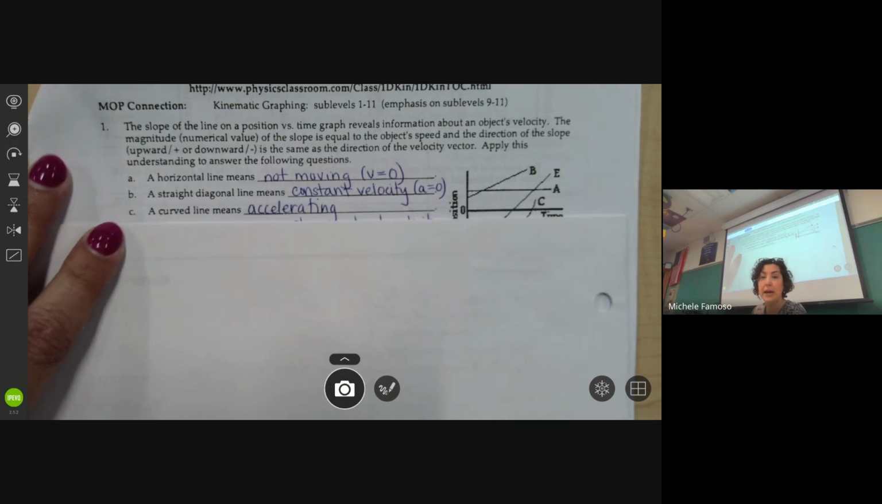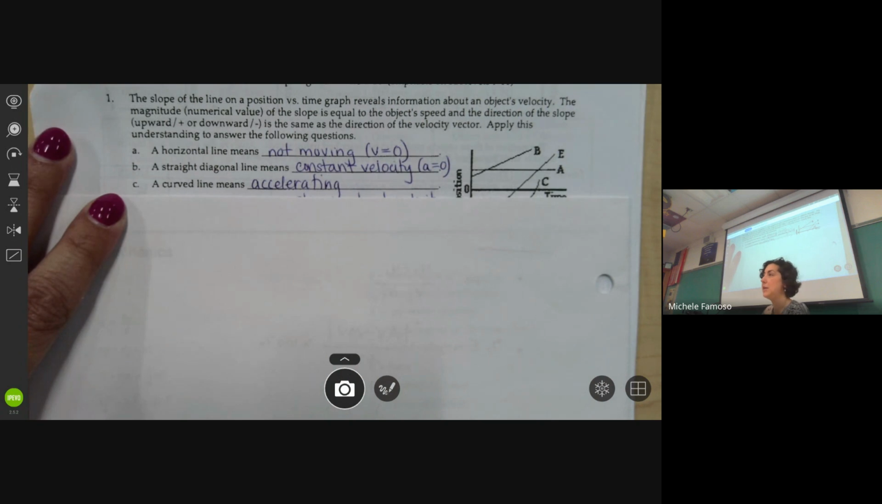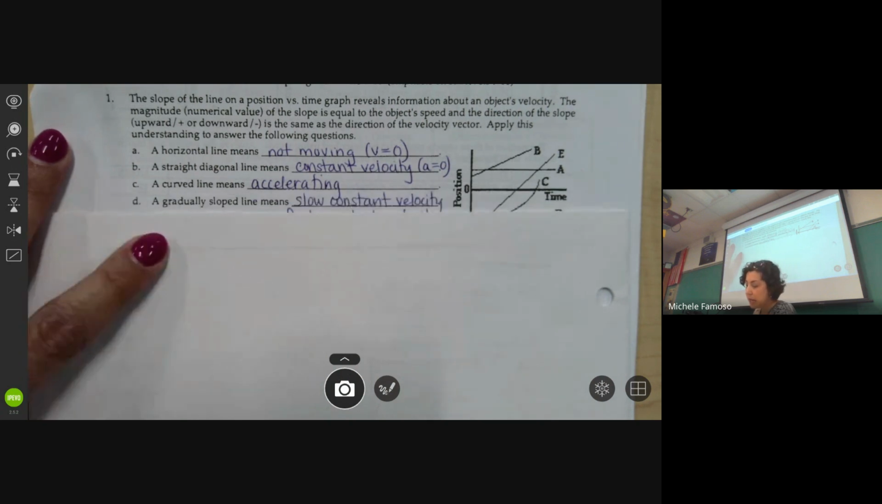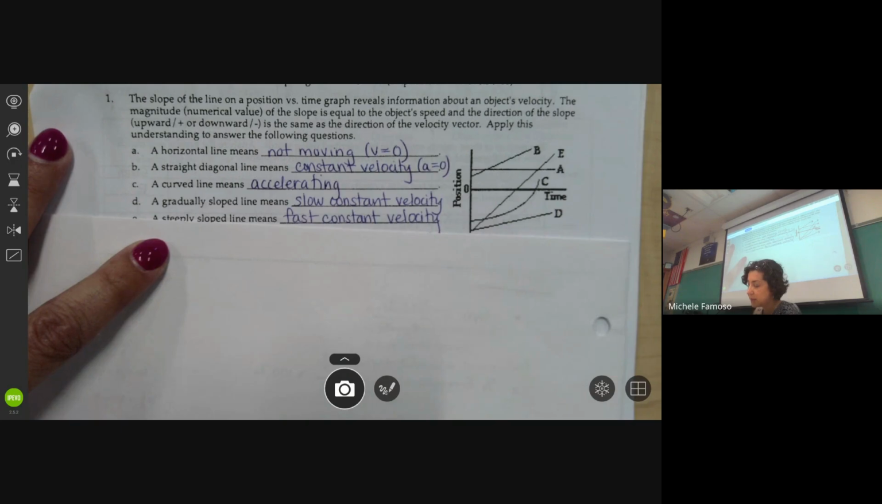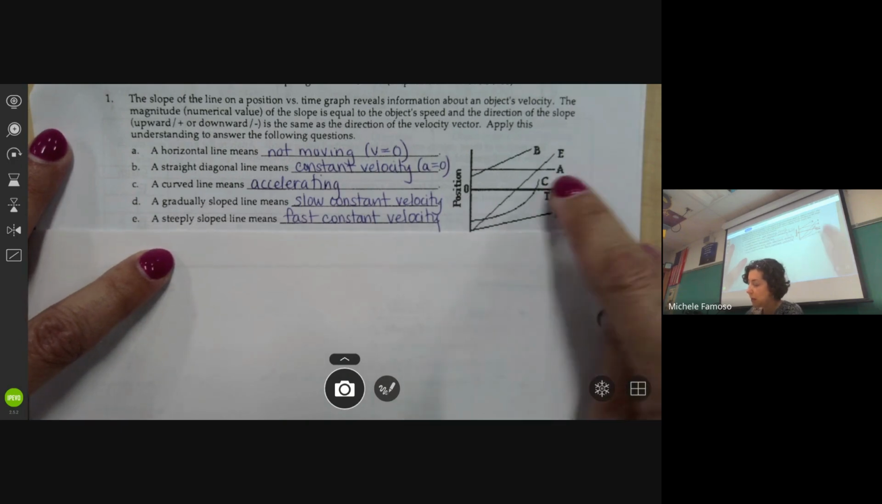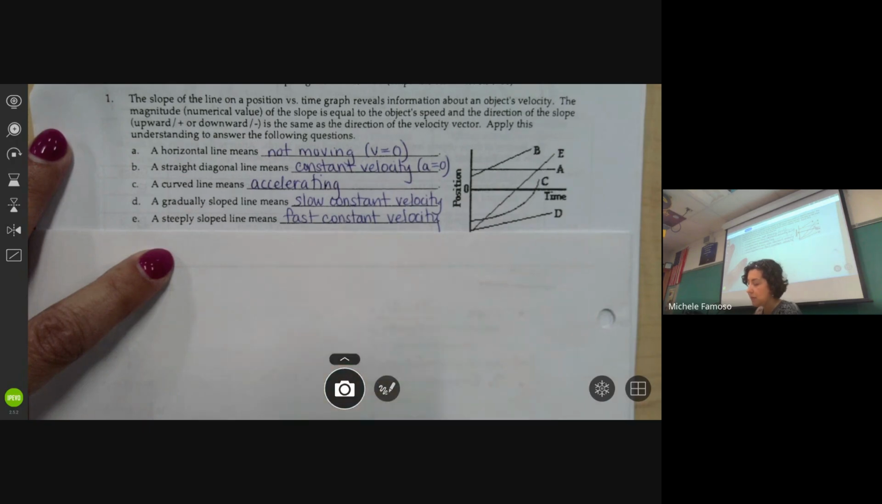Now, a curved line, this is the new stuff, means that the object is accelerating. And if you have a gradually sloped line, that means you have a slow constant velocity. That's what graph D over here is representing. That's a slow constant velocity versus a steep slope line, like line E, would indicate that you have a fast constant velocity. Would you put the credit to slow constant speed or just say velocity? You would have to say velocity here because it's a position time graph. If it were distance time, you could say speed.